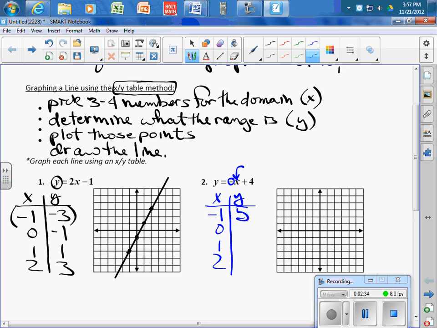When I plug in 0, 0 plus 4 is 4. When I plug in 1, I'll get -1 plus 4 is 3. And when I plug in 2, I'll get -2 plus 4 is 2. And when I plot those points, -1, 5 is here. 0, 4 is here. 1, 3 is here. 2, 2 is here. And again, use a straight edge. Take your line all the way across the graph.